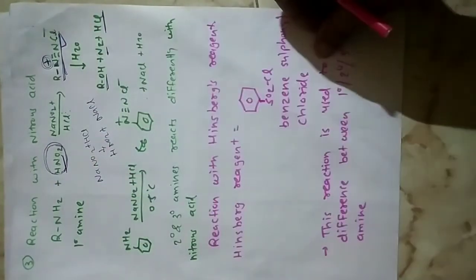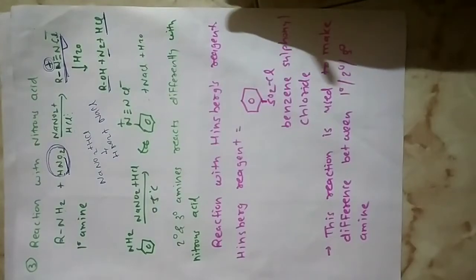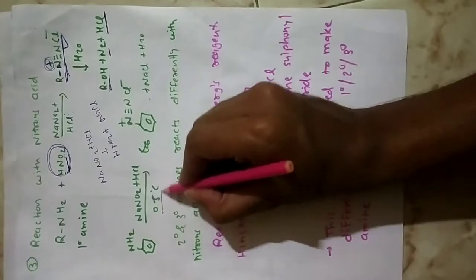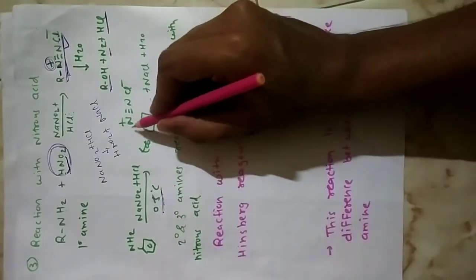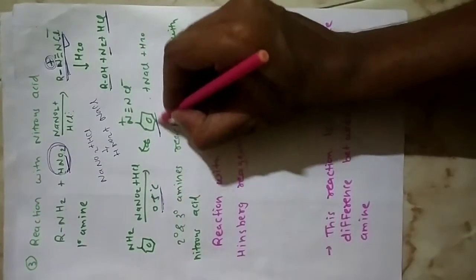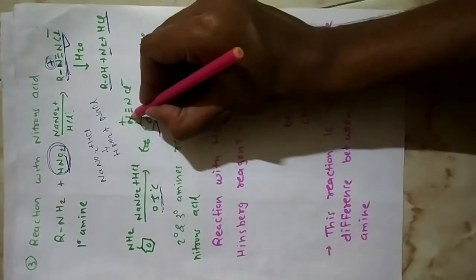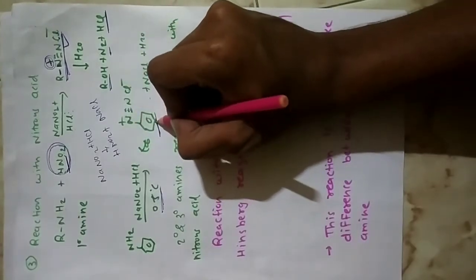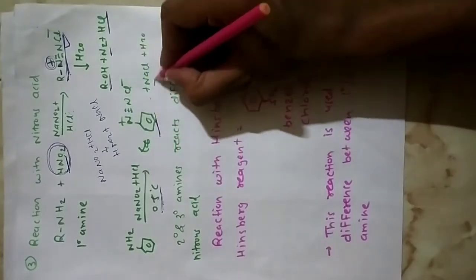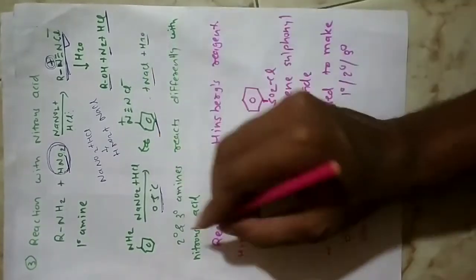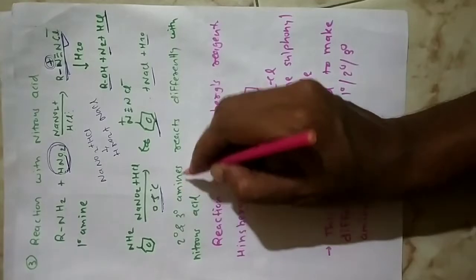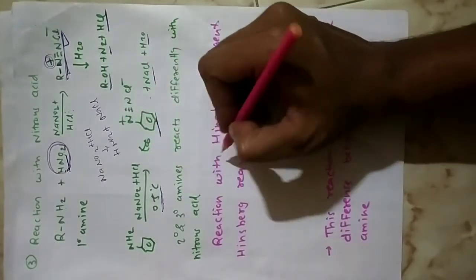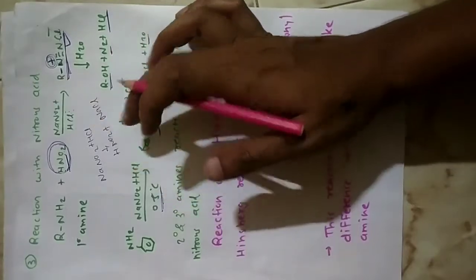Similarly, aniline, means aromatic amine, when reacts with nitrous acid at 0 to 5 degrees Celsius, it gives similar diazonium salt. You can see N triple bond N and Cl minus. Similarly, it gives diazonium salt, NaCl and water. Here 2 degree and 3 degree amines, they do not give this type of reaction. They react differently with nitrous acid.